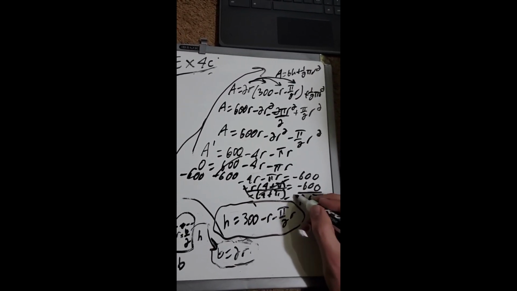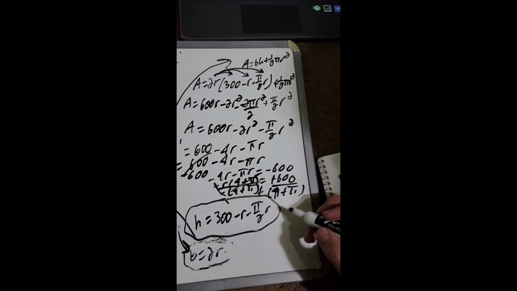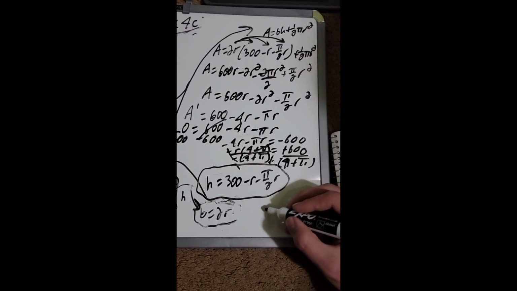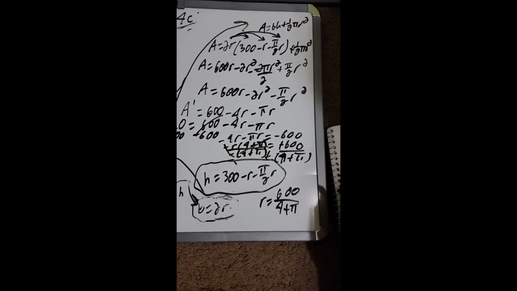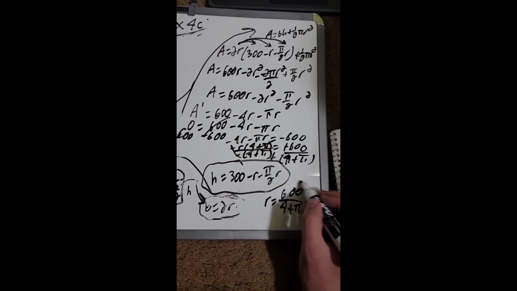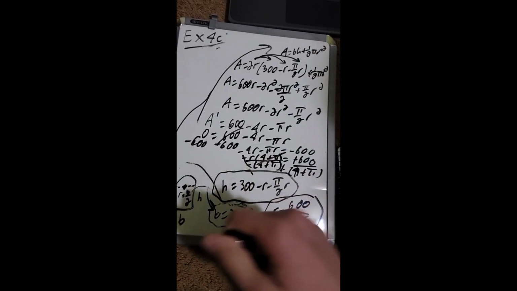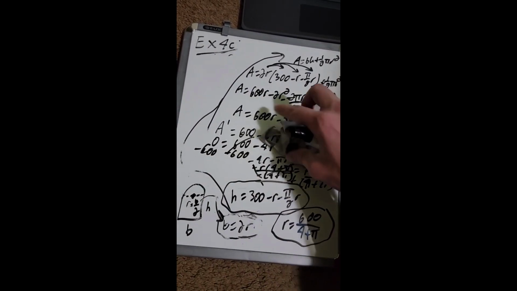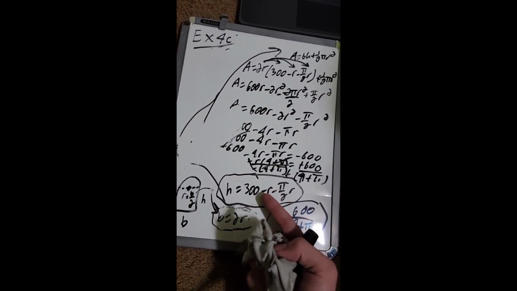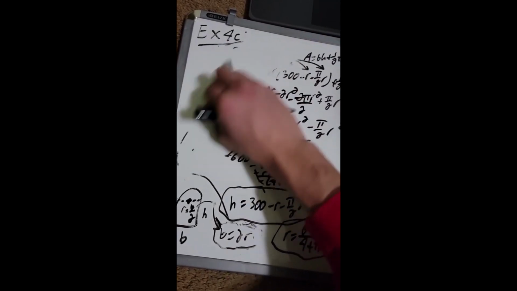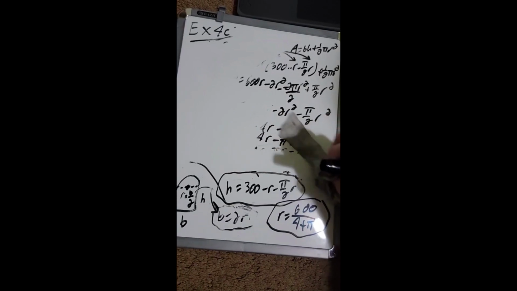Oops. 4. There we go. So your negative over negative is going to turn positive, and r ends up equaling 600 over 4 plus pi, which is nice. Good to know. But it's not one of our dimensions, so that's not too bad, because b is just 2r, and then we could solve for this. So now we just have to verify that this is indeed a maximum.